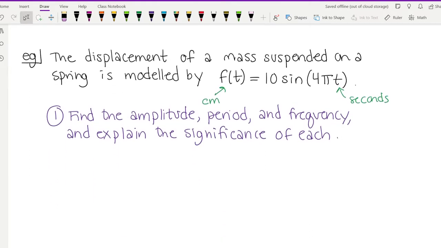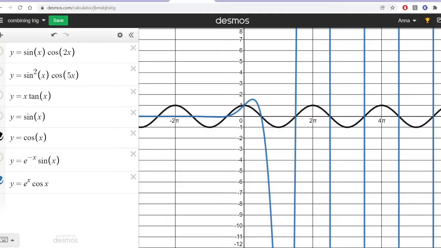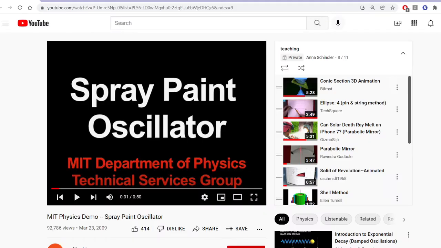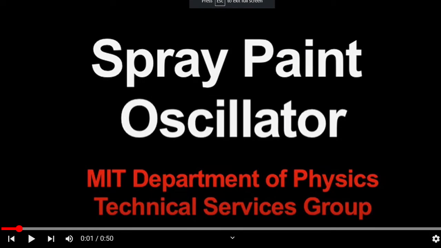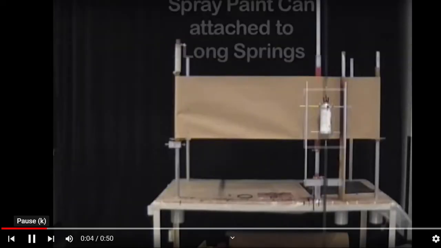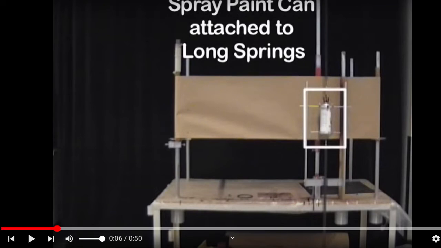Okay, so let's look at an example of, as I mentioned, a mass suspended on a spring. I want to quickly show you a brief video that can show why trig functions are the appropriate thing to model this type of situation. In this video, maybe I'll play it and then pause it when we get to them actually showing it. What's going on here is we have a spring.